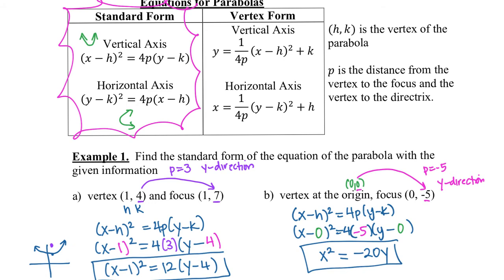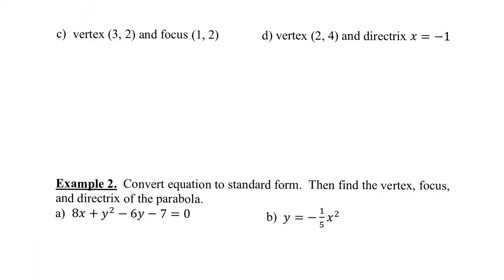If you want to leave the x minus 0 squared, -20 parentheses y minus 0, that's fine, but it's not necessary. This is a more simplified answer. Okay, we're going to do a couple more, and then we're going to convert it to standard form.